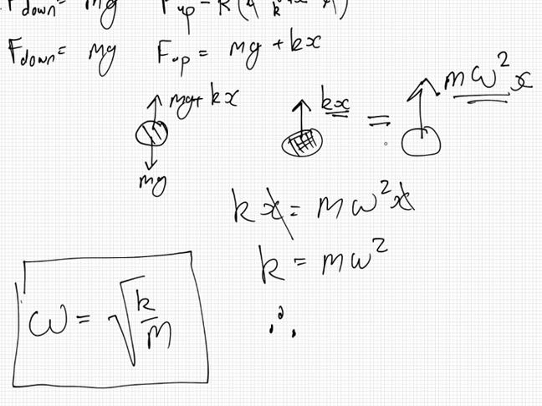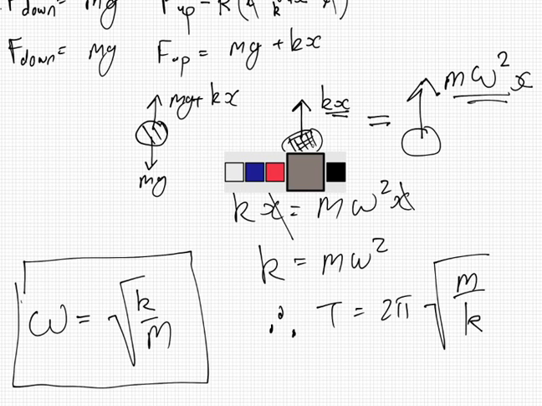So now if I want to know the time, what's the formula for the time? 2 pi over omega. So that will be 2 pi root m over k. So this is the result I was trying to get.